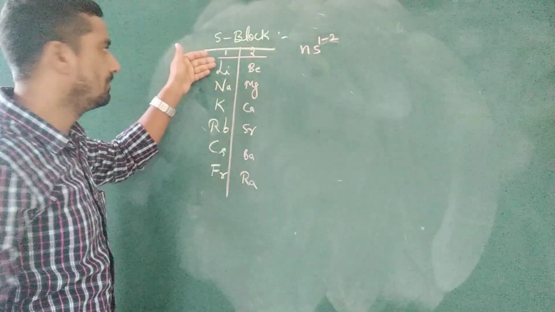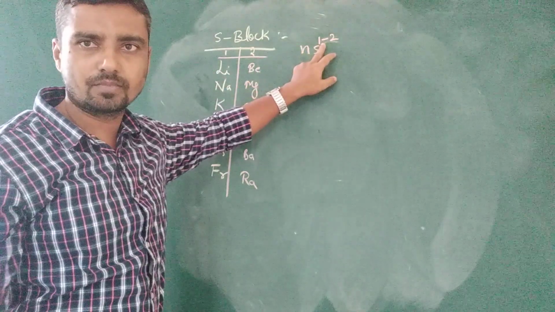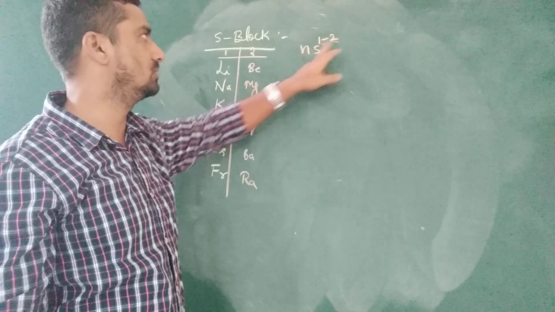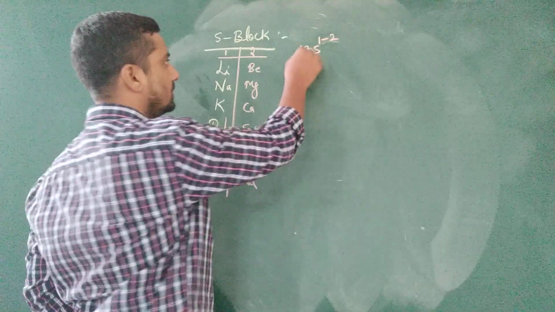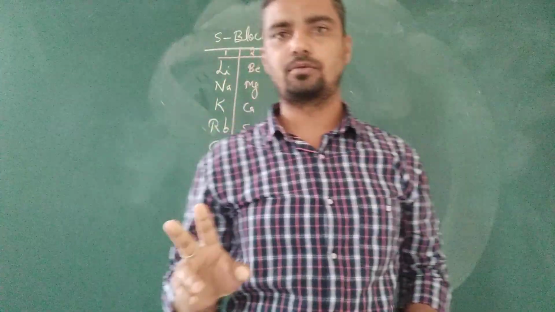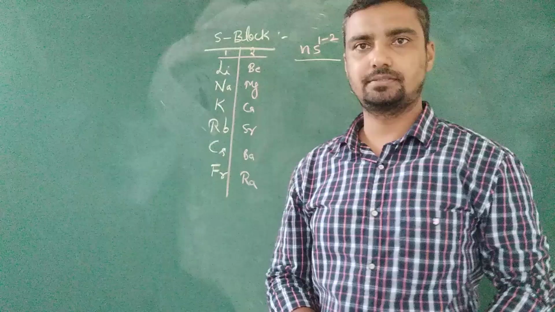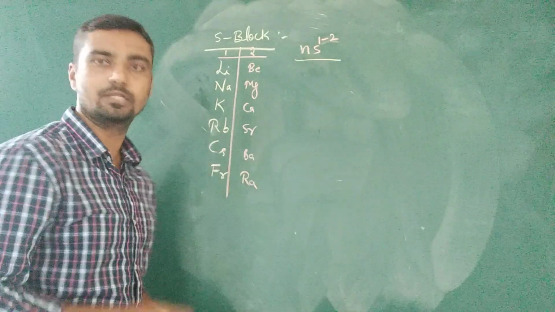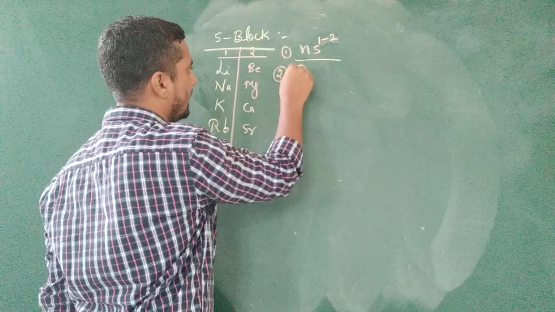For an alkali metal, only 1 electron is filled, ns1. For an alkaline earth metal, 2 electrons are filled, so ns1 to 2 is the general electronic configuration of S block elements. It contains only 2 groups, group 1 and group 2 elements. These elements are highly electropositive, which is very important. That's the first point, and the second point is that they are highly electropositive.